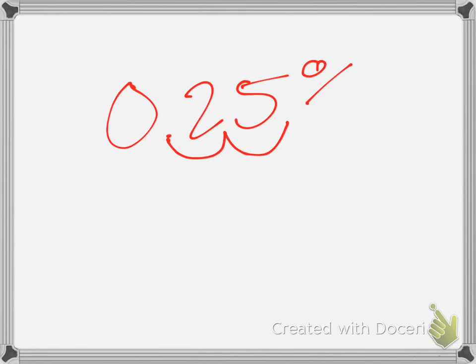Same thing with decimals to percents. We just move it over the opposite way. To remember, we move it to the right for this because we got to put our little percent sign there. So we move it to the left for decimals and we move it to the right for percents.